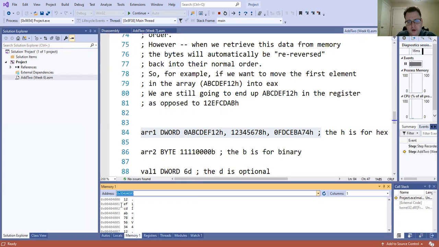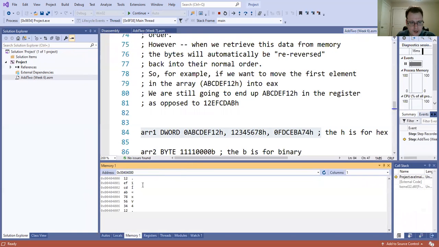And so now we're seeing what that array looks like in memory, down here in the memory pane. In particular, we focused on how the individual bytes are being stored, right? We said that everything was going to be in reverse order. So that's why here the first byte is 12, and then EF, and then CD, and then AB, right?